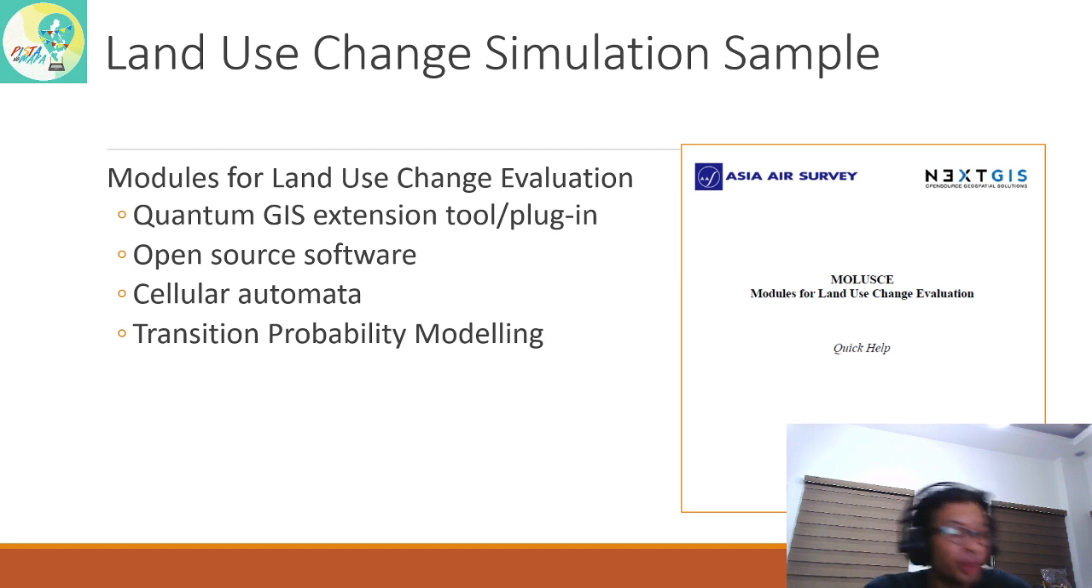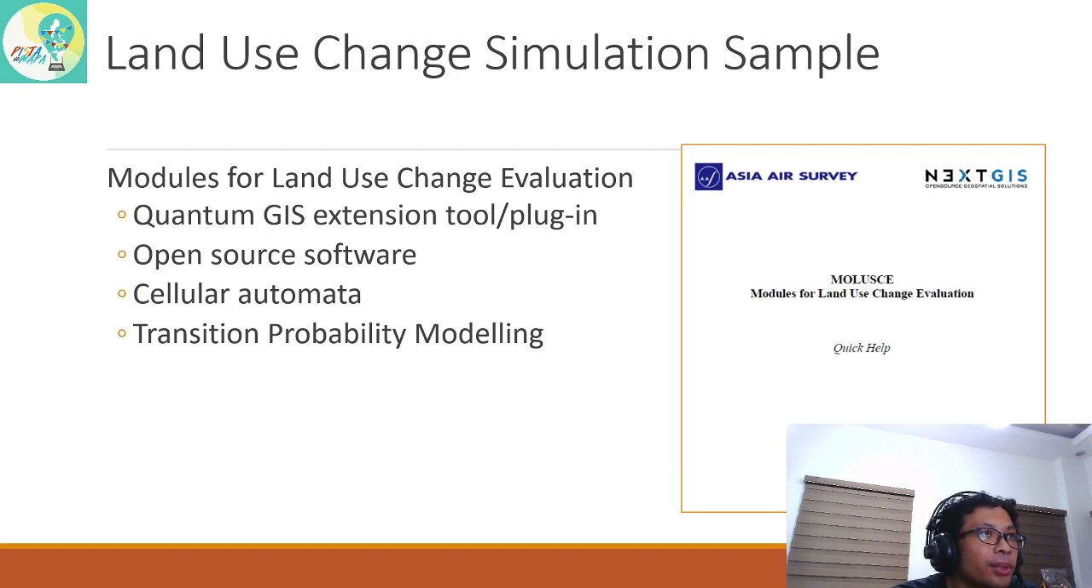Okay, so for this presentation, I will tackle a land use change simulation example. This is actually a tool, a plug-in extension for Quantum GIS. The name of this tool is Modules for Land Use Change Evaluation, or MOLUSCE. It's a shorter acronym for the software.